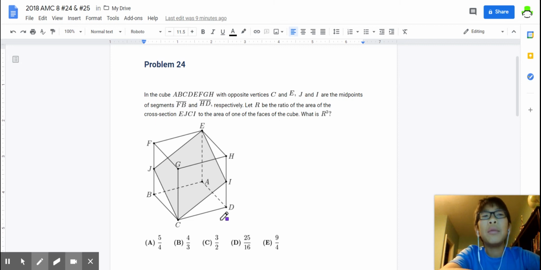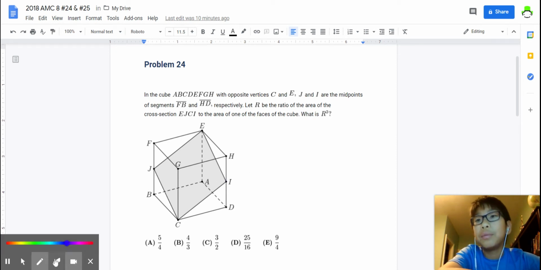Hi everyone, today I'm going to be showing you how to solve problem 24 from the AMC8 and also problem 25 from the AMC8 in the year 2018. Problem 24 says in the cube ABCDEFGH with opposite vertices C and E, J and I are the midpoints of segments FB and HD respectively. Let R be the ratio of the area of the cross-section EGCI to the area of one of the faces on the cube. What is R squared?